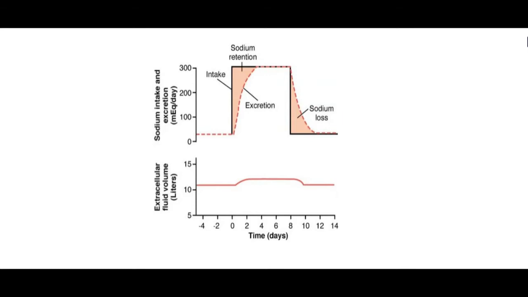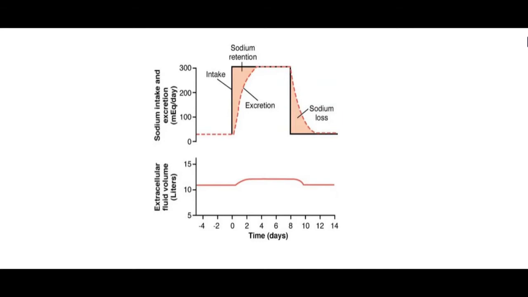The same thing is going to happen as soon as you go back on the right-hand side where you shift back down that black line to the baseline. You stop eating all that salt and you're back on your regular diet. It's going to take a couple of days for the kidneys to recognize that change and stop excreting so much sodium. So during that time frame, you will actually experience a little bit of sodium loss, as those channels are starting to get downregulated and you have fewer of them becoming active in the tubules.